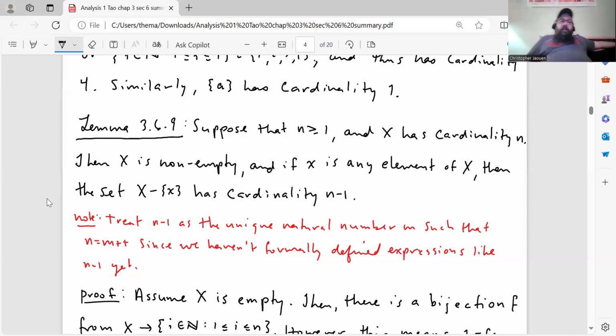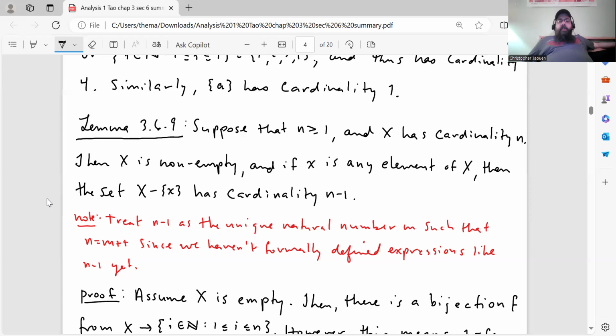Okay, here's a lemma that we'll use to prove the next proposition. You'll notice the numbering here is backwards, because the book states the proposition first, then states the lemma, proves it, and then uses that to prove the proposition. But I did it in reverse. I just think it makes more sense to do the lemma first and then the proposition. So this is Lemma 3.6.9 from the book.